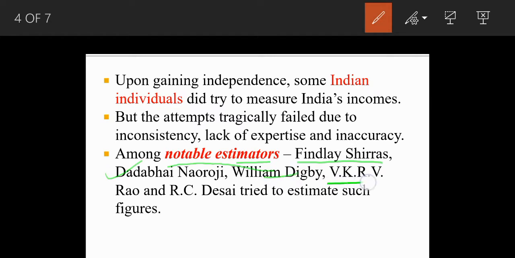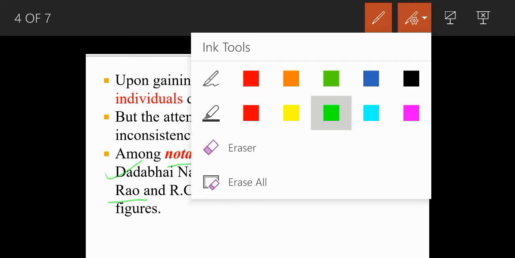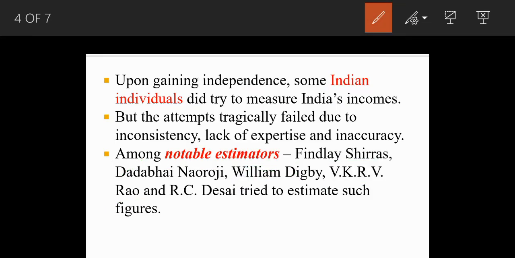Well, this VKRV Rao is all about Vijendra Kasturi Ranga Varada Raja Rao, and R.C. Desai also tried to estimate such figures. So these were the Indians who actually tried to calculate India's national income. Now let's move on to the next slide.